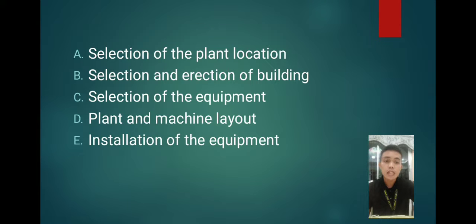First, A is the selection of plant and location. B is the selection and construction of buildings. C is the selection of equipment. D is plant and machine layout. E is installation of equipment.